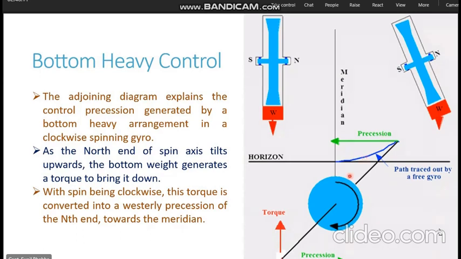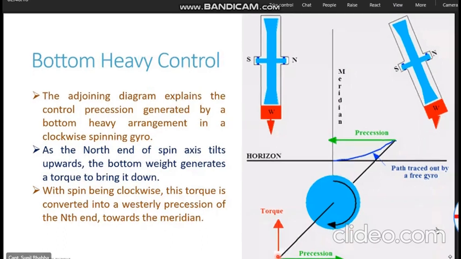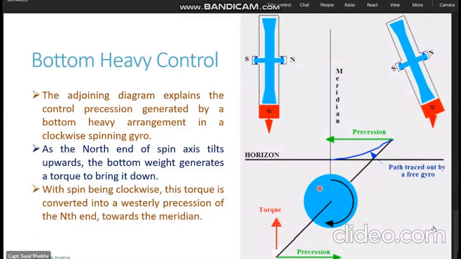Now you can have a look at the bottommost diagram. This is the south end of the spin axis where the laser pointer is right now. The weight is trying to push it upwards. The rotor has a clockwise spin. Because of the clockwise spin, the precession which is generated is in the easterly direction. The south end of the spin axis precesses in the easterly direction, and this results in the north end of the spin axis precessing in the westerly direction. So again generating a similar effect, taking the spin axis north end back towards the meridian. So if the gyro is spinning clockwise, the weight has to be fitted at the bottom to generate the similar effect.